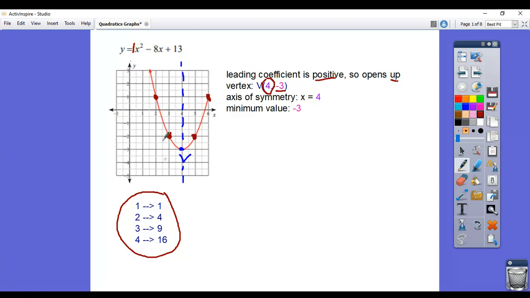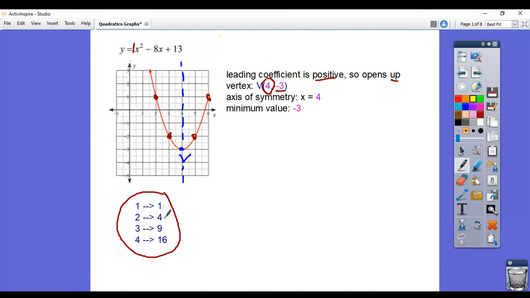And see how a equals 1 here? Think about what we've discussed in the past. When I start at my vertex, I go to the right 1 and up 1. I go back to my vertex. When I move right 2, I go up 2 squared, which is 4. If I were to travel to the right 3, then I would actually have to go up 5, 6, 7, 8, 9. So notice the rules here.